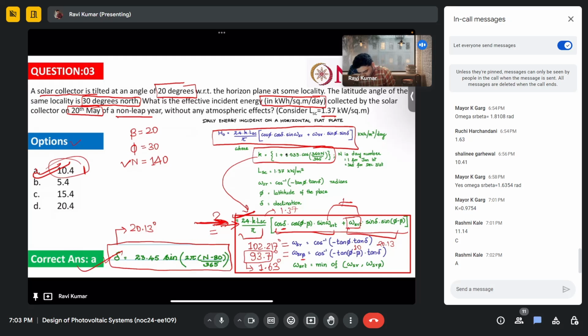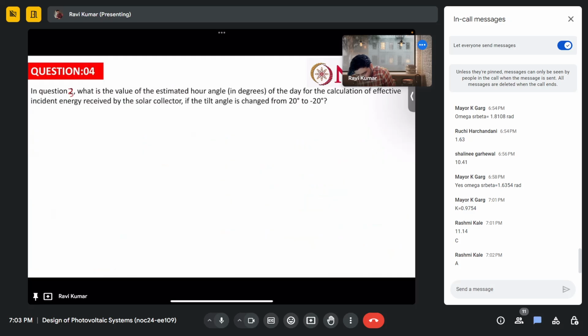Based on the previous question itself, in question number 3, what is the value of estimated hour angle in degrees of the day for the calculation of effective incident energy received by the solar collector if the tilt angle is changed from 20 to minus 20? And these are the options. So you need to get the hour angle if beta is changing from 20 to minus 20, then what should be the omega for the day? Hour angle for the day.